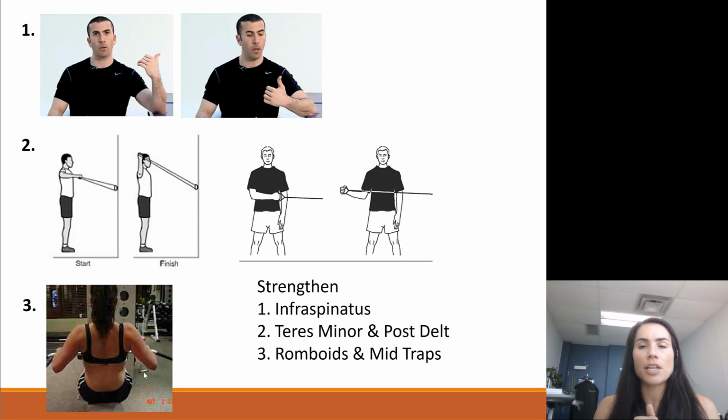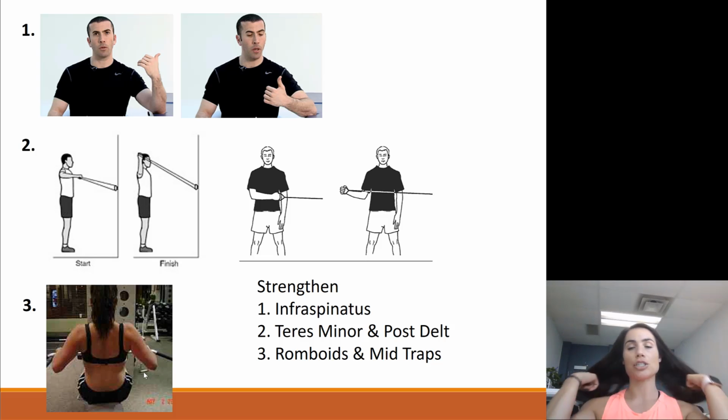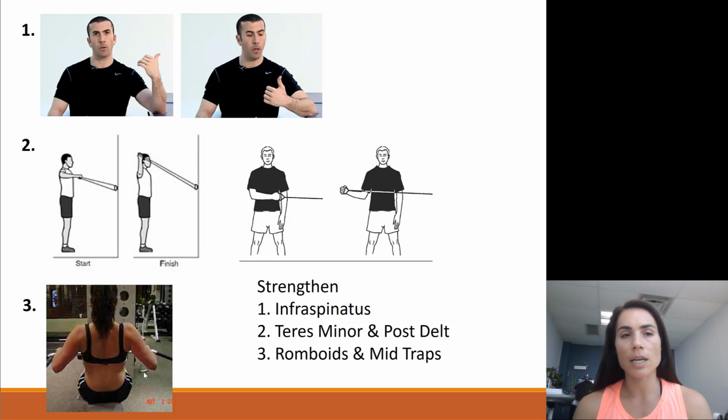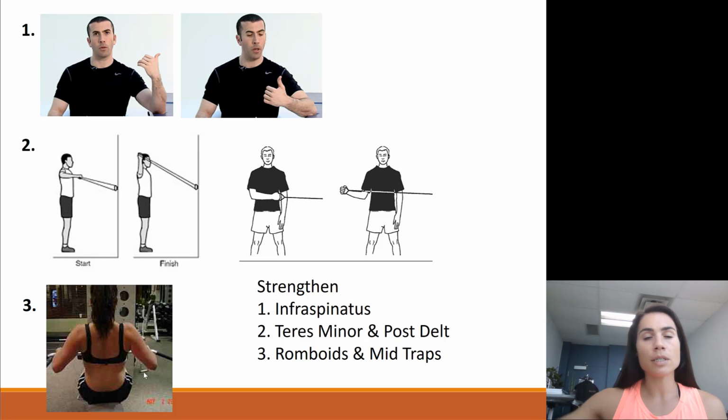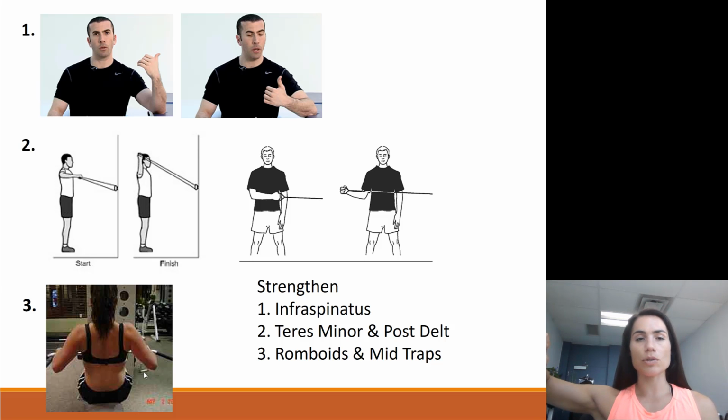Here's some other exercises that might help, okay, and these are things that might actually strengthen some of those muscles. So this first motion, it's a lateral and external rotation of the shoulder, and that's going to help with that infraspinatus. Number 2, you've seen this, a lot of PTs will do this movement. That's really going to help strengthen that posterior delt and teres minor.